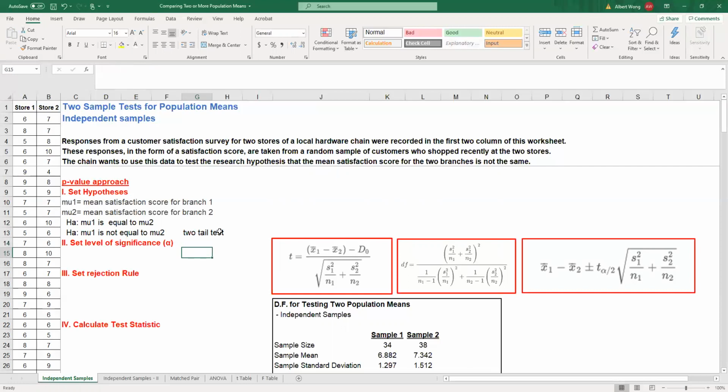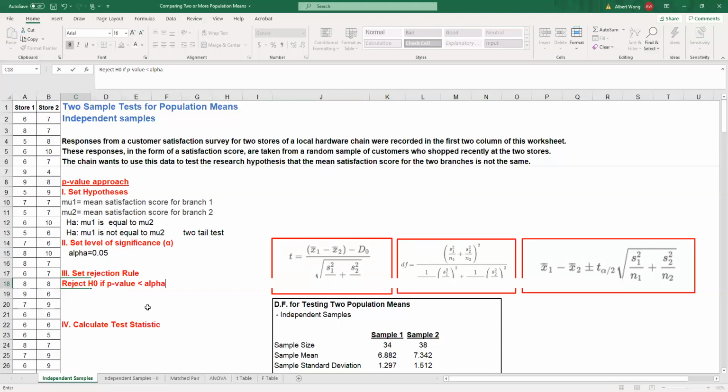Right, now, the second step, of course, is to set the level of significance. Usually, if you don't have any particular feeling about how serious the problem is, we will set alpha equal to 0.05. In reality, it doesn't really matter. We can actually look at the p-value, since we are using the p-value approach, and see how small the p-value is. The third step, of course, is to set the rejection rule. Since we are using the p-value approach, the rejection rule is always the same. So we say reject H0 if the p-value is less than alpha, which is equal to 0.05.